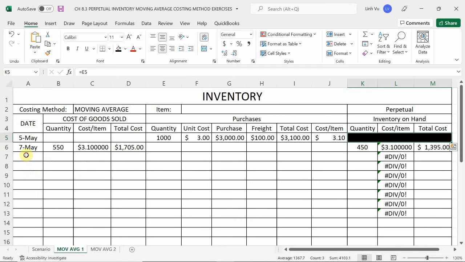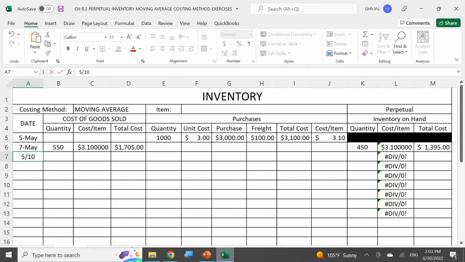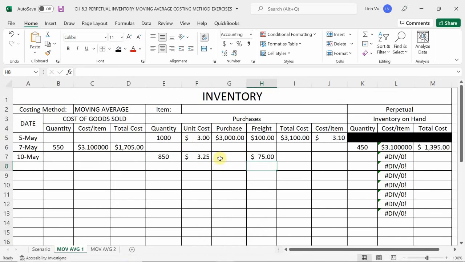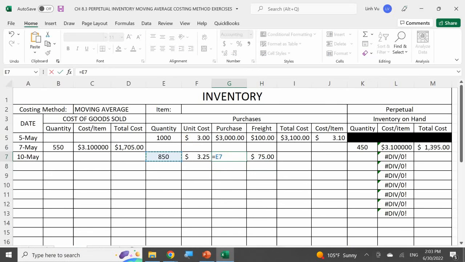May 10. Okay, we purchased 850 units at $3.25 with a freight of $75. So therefore, what's my total purchase price here? $2,762.50. Okay, plus my freight of 75, $2,837.50. Okay, so if you guys remember, right, I am not going to solve for my cost per item here, right, because I just purchased new quantity.